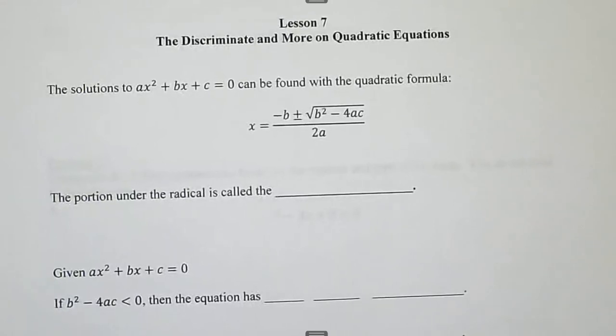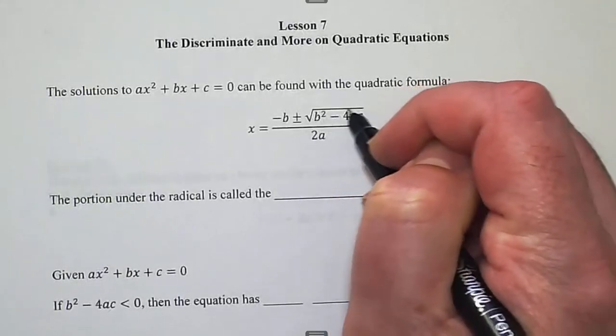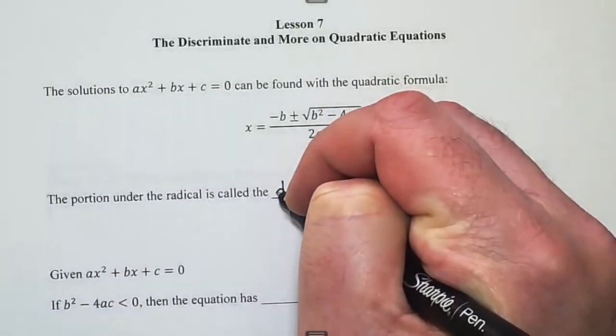This is Lesson 7 in Unit 5 of Algebra 2. As we saw in the previous lesson, the solutions to ax squared plus bx plus c equals 0 can be found with the quadratic formula. The portion under the radical right here is called the discriminant.